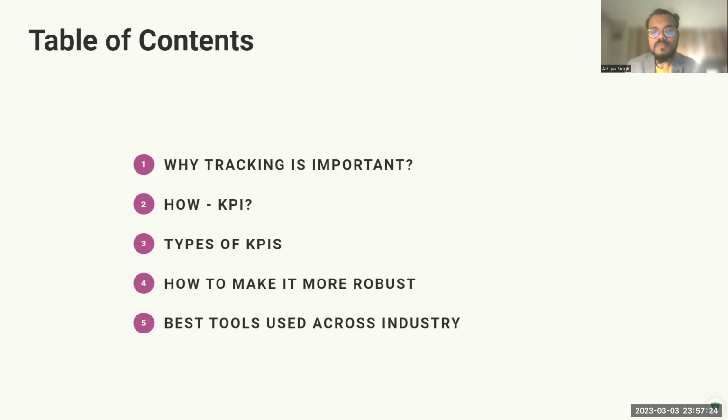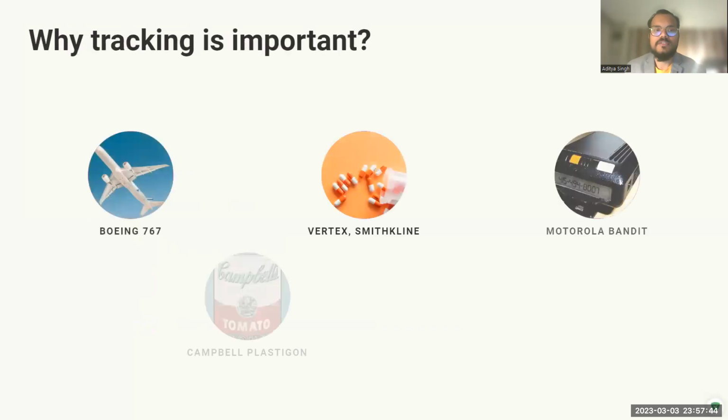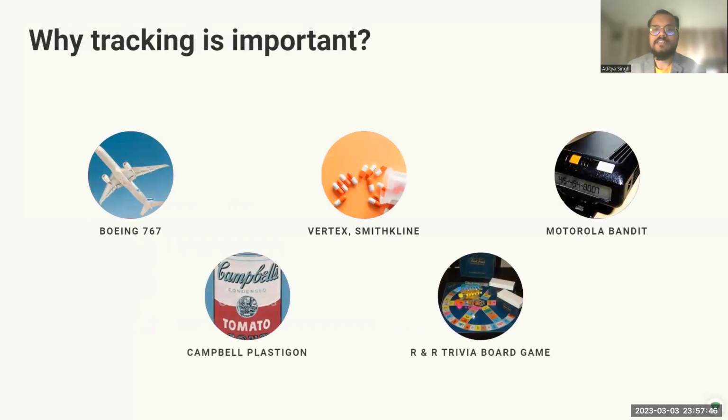so that we can incorporate the other layers of this, or how we can also incorporate the evolutionary demands or the increasing demands of the industry. And finally, we'll see what are the best tools that are currently used in the industry for this purpose. Okay, so why is it important?